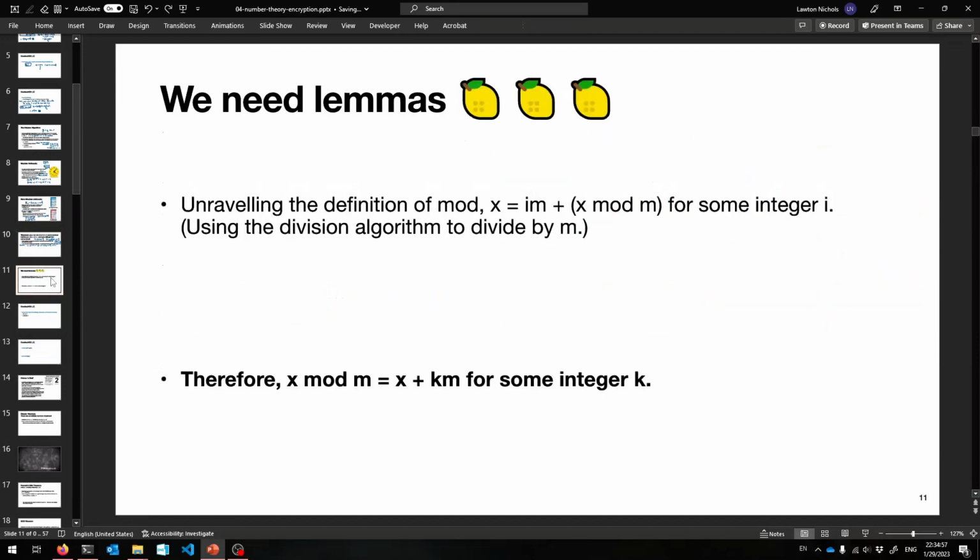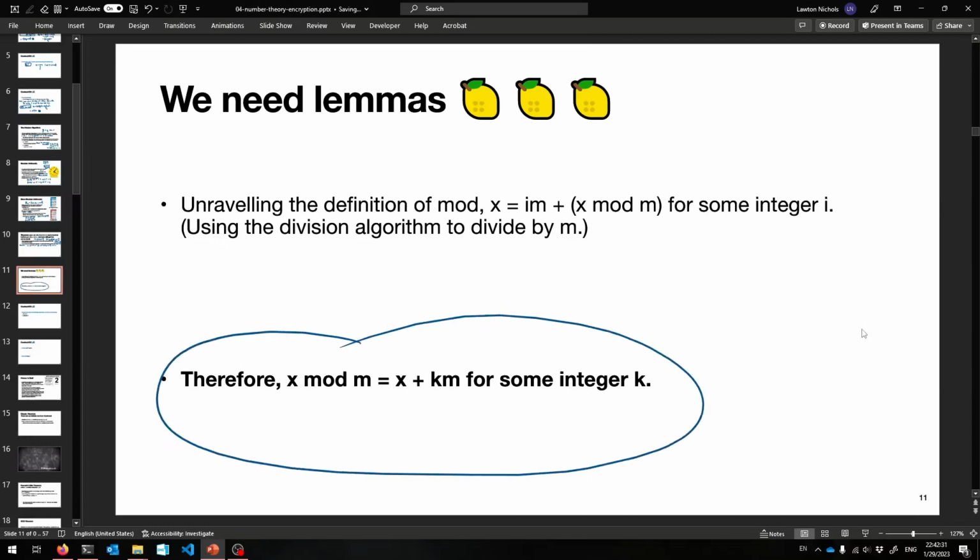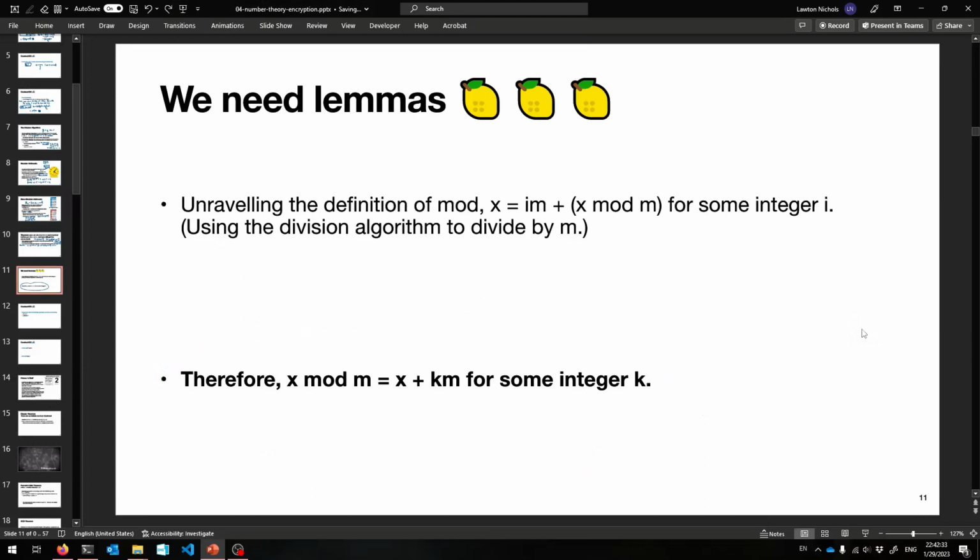with a little helper lemma here. This lemma is something very important that is kind of obvious from the definition of everything. I'm going to show you that x mod m, if you're trying to calculate that, is equal to x plus km for some integer k. Now let's prove that using the definition.